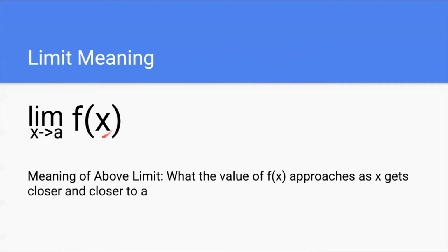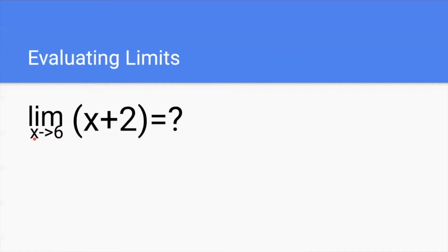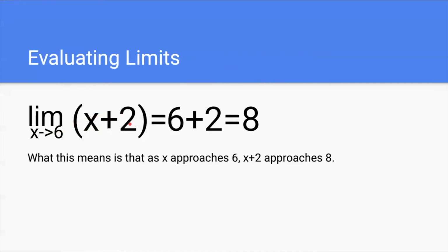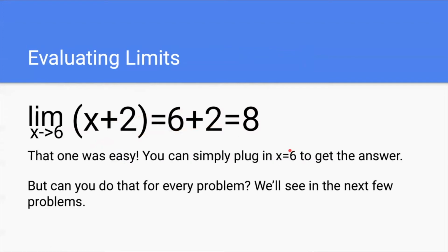All right, so what does this limit mean? It means what the value of f of x approaches as x gets closer and closer to a. So what if we wanted to evaluate this limit right over here? What this limit means is as x gets closer and closer to 6, what does x plus 2 get closer and closer to? The answer is 8, and you can determine that by just plugging in x equals 6. That means that as x approaches 6, x plus 2 approaches 8. So this is an easy limit, but is it that easy for all limits? We'll see in the next few problems.